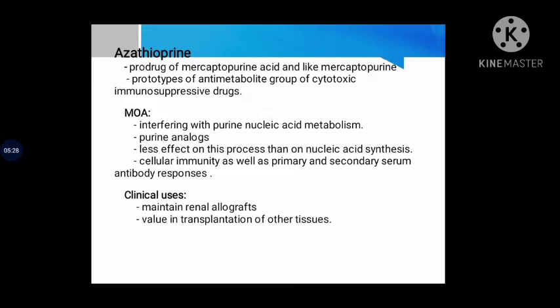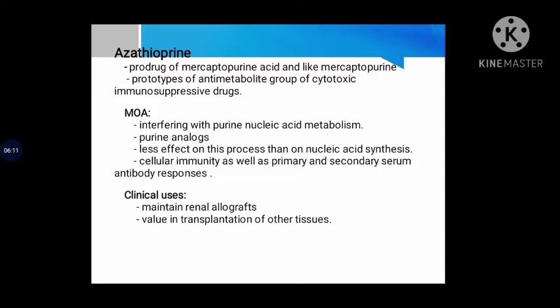Although its action is presumably mediated by conversion to mercaptopurine and further metabolites, it has been widely used like mercaptopurine as an immunosuppressant in humans. These agents represent prototypes of the antimetabolite group of cytotoxic immunosuppressive drugs. So, the mechanism of action of azathioprine appears to produce immunosuppression by interfering with purine nucleic acid metabolism at steps that are required for the wave of lymphoid cell proliferation that follows antigenic stimulation.